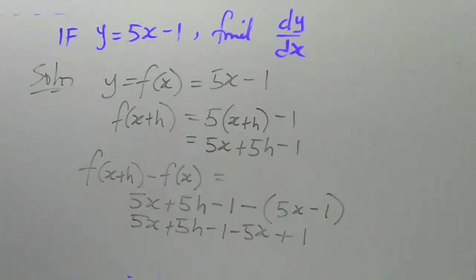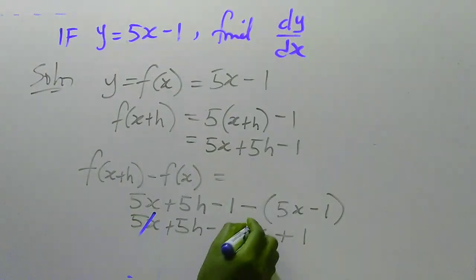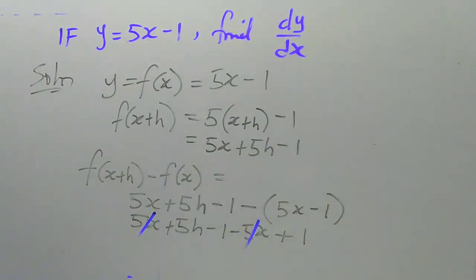And then what can you notice? You'll notice that this 5x will cancel out minus 5x. This minus 1 will also cancel out 1. So that I am left with 5h.